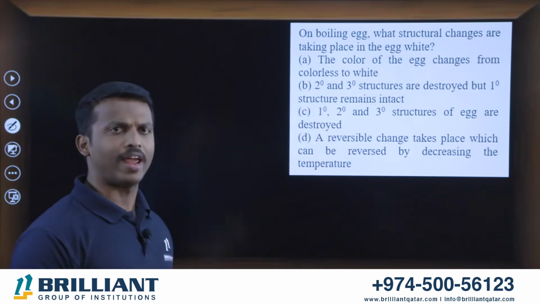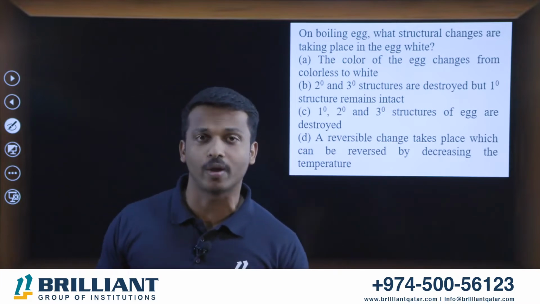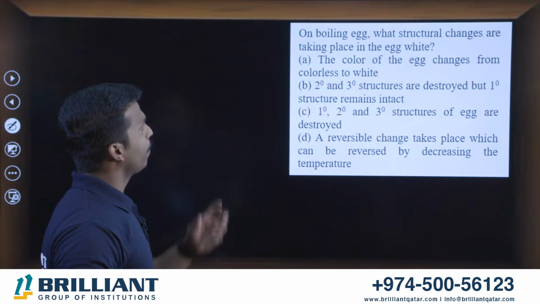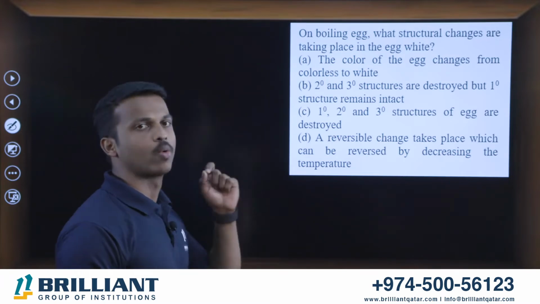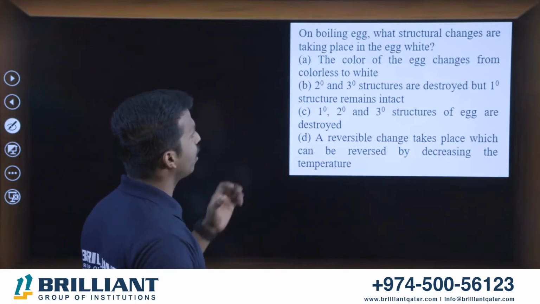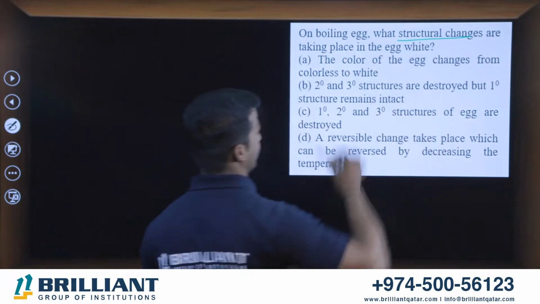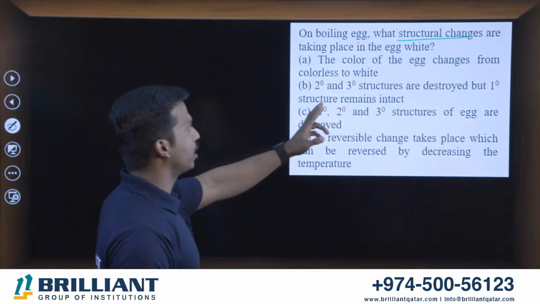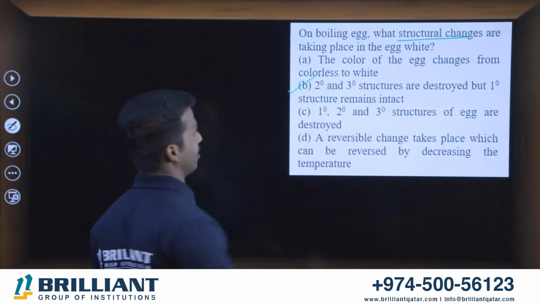So on boiling of egg, the curdling of milk, all are examples of denaturation of protein. On boiling of egg, what structural changes take place in the egg white? Option A, color of the egg, no, because the question is structural change. What is that? Secondary and tertiary structures are destroyed, but the primary structure remains intact. Of course, that's the correct answer.